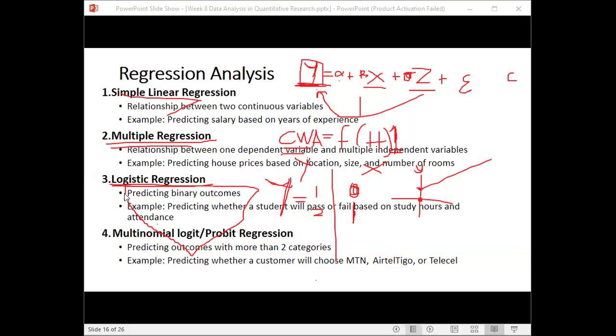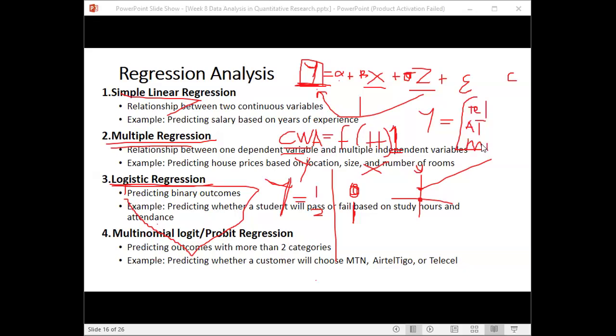The fourth one is multinomial logit or probit. This is where your outcome variable has more than two categories. So I can have a y outcome, or my categorical variable, being maybe 3, right? Which network are you with, or what are the factors that influence the network that you choose when you want to buy a SIM, right? So I can use Telecel, which is one outcome. I can use Airtel Tigo, which is another outcome. I can use what?